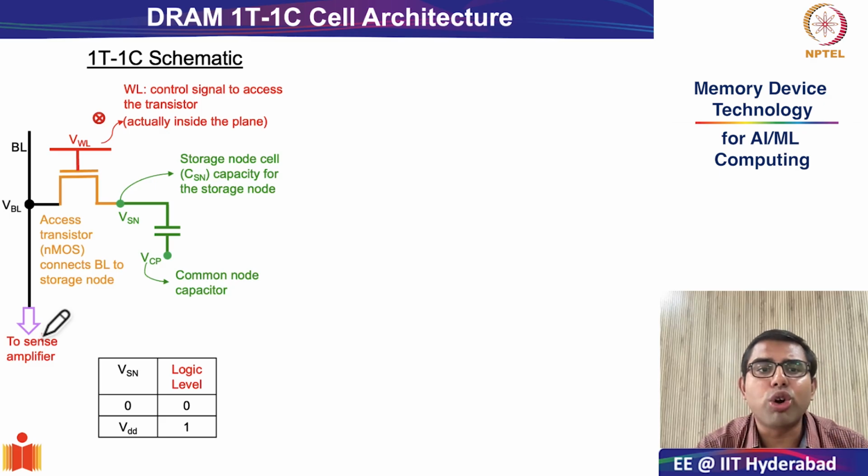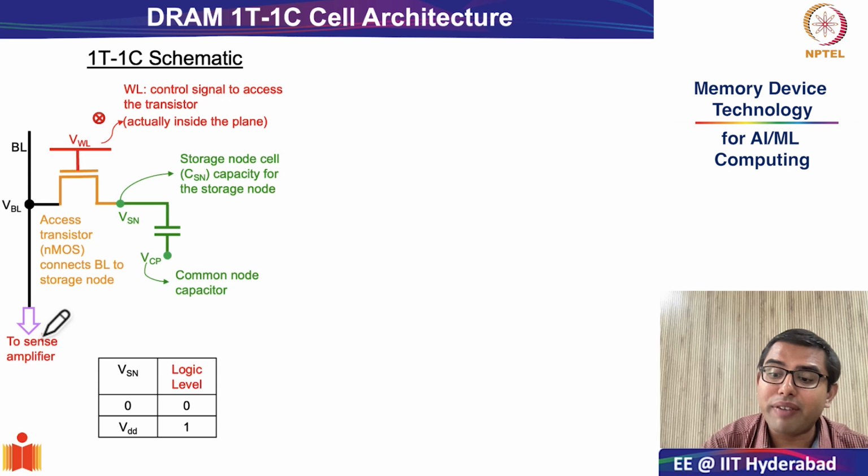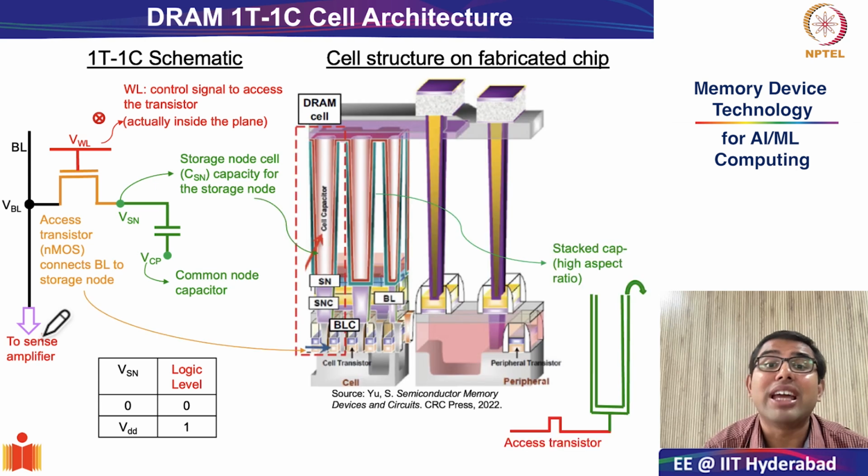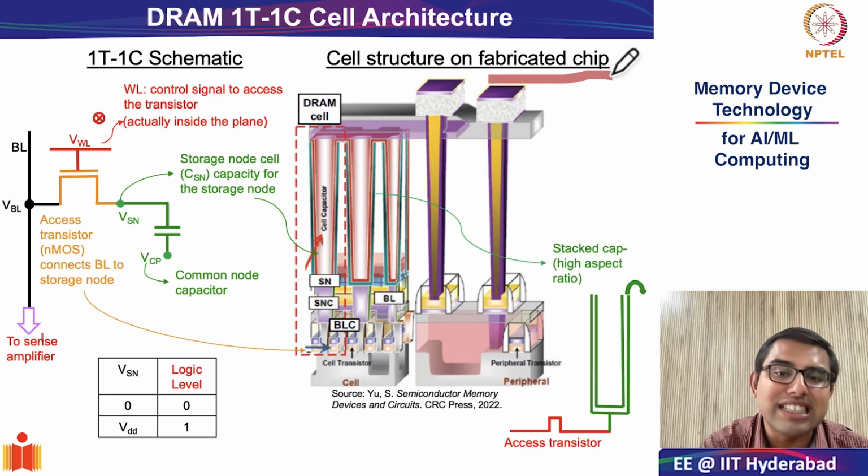Just drawing the schematic of the 1T 1C cell looks very simple. But how is it actually implemented in silicon? When you see how the device is actually fabricated, it will really surprise you. Such a simple structure of just one transistor and one capacitor has a very intricate and complicated implementation on a fabricated chip. Why is this the case? This is a very interesting question, and we will go into details of why you need to make such a complicated structure. But let's first discuss what this structure is about.